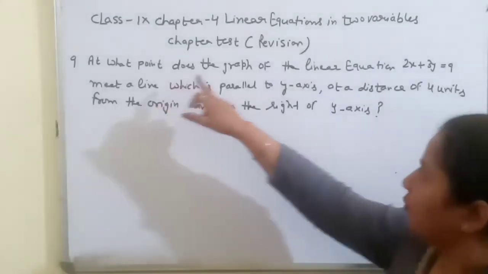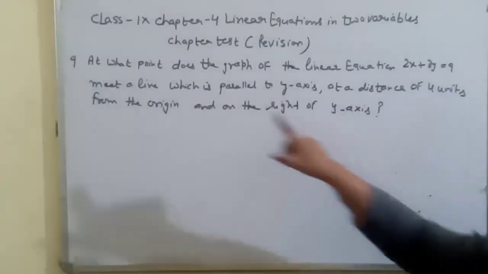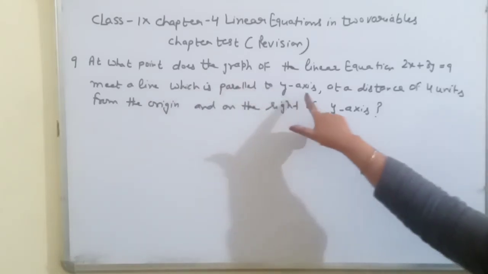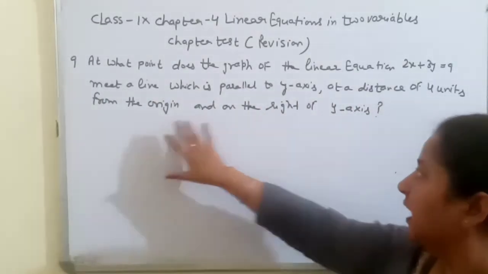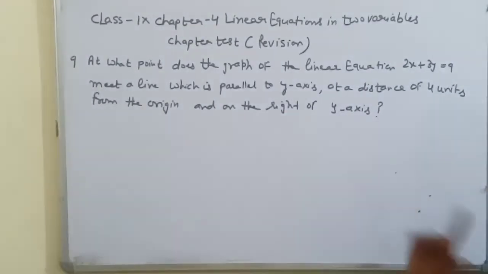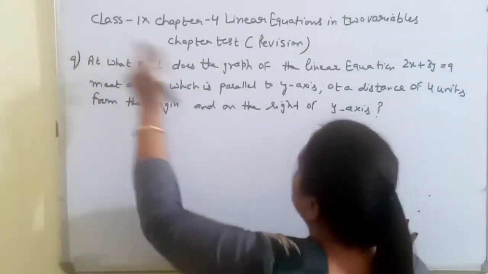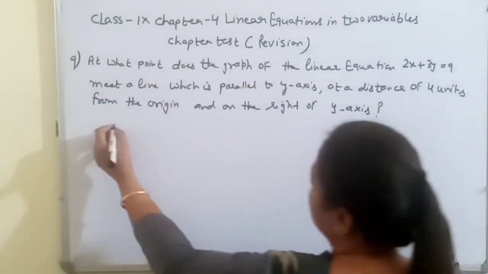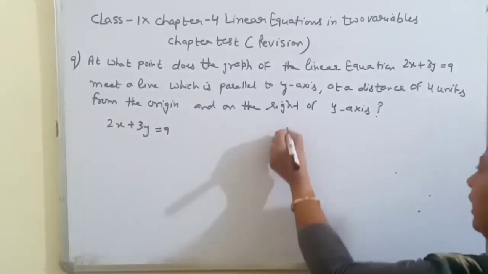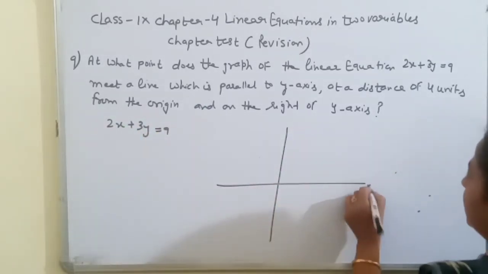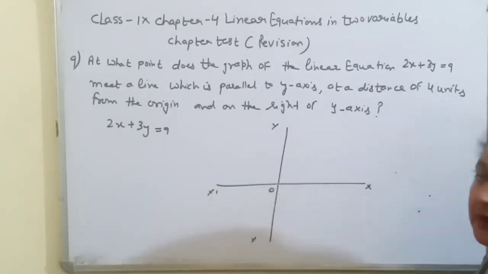Question number 9. At what point does the graph of the linear equation 2x plus 3y equal to 9 meet a line which is parallel to y-axis and at a distance of 4 units from the origin and on the right side of the y-axis? What is the question? Listen to the statement again. A linear equation is given to us, that is 2x plus 3y equal to 9. But draw a Cartesian plane, it will help you a lot. Positive x, positive y, negative y, origin.